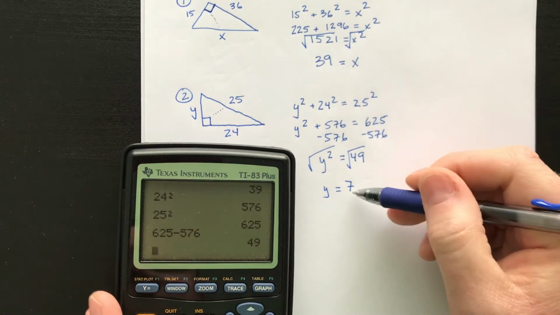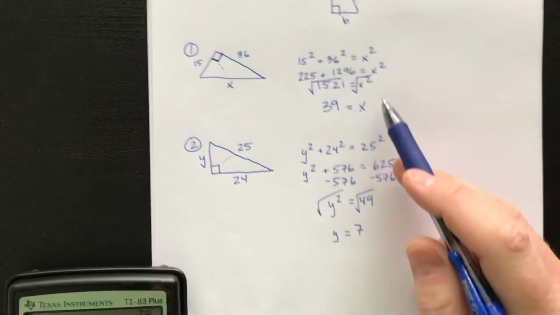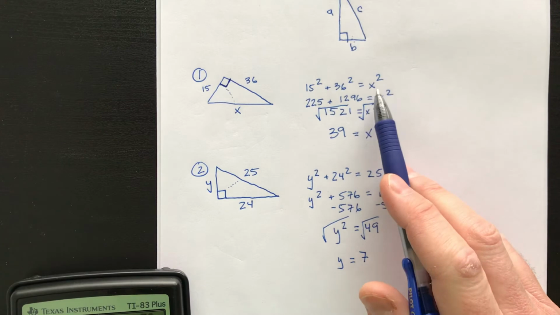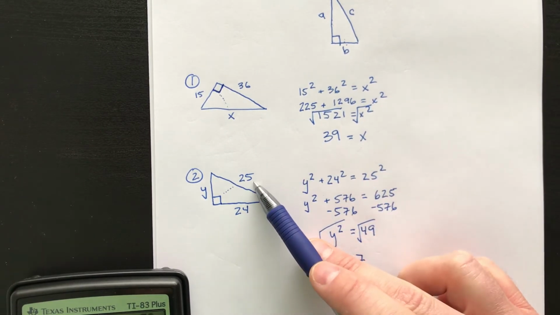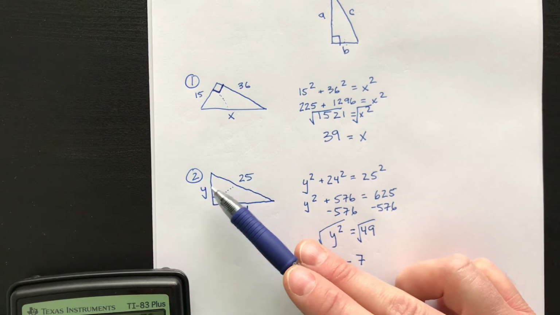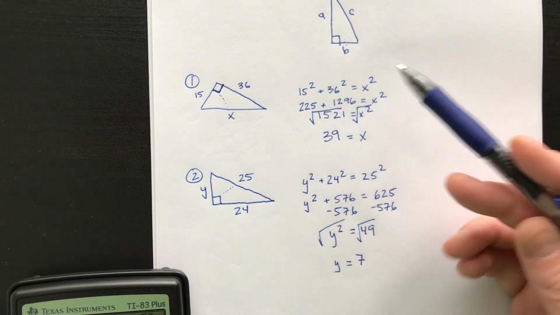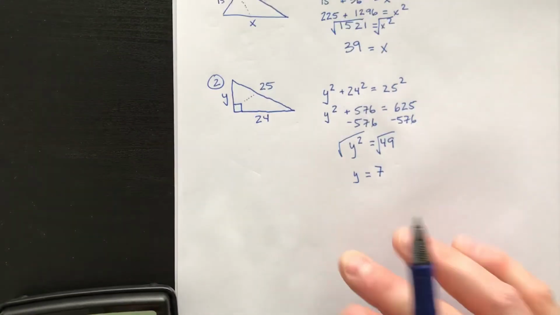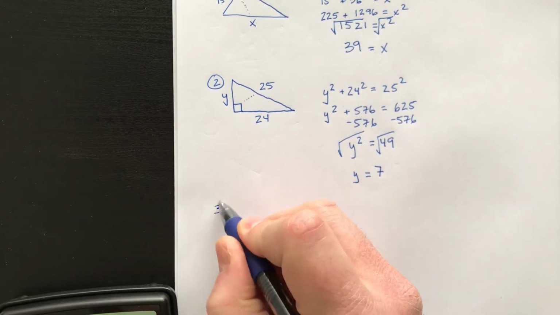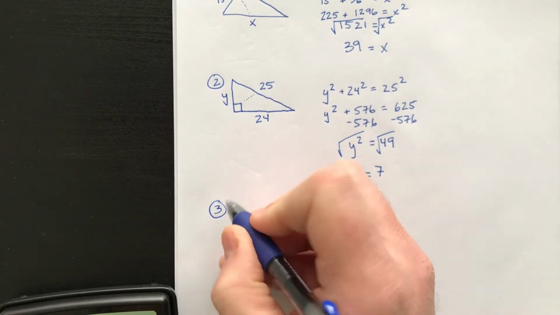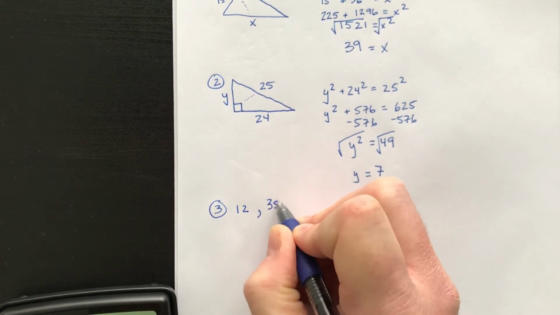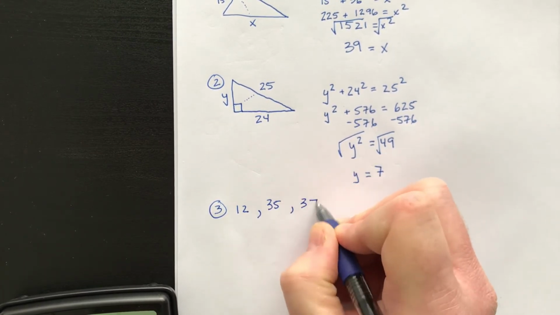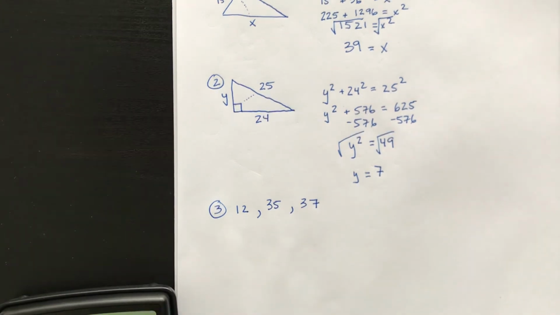So this was slightly different than that first problem we did. In the first problem, we didn't know what the hypotenuse was. Down here, we did know what the hypotenuse was. We were solving for another leg. Now, I want to look at number 3 real quick too. Number 3 is asking you, can these 3 lengths be the sides of a right triangle?